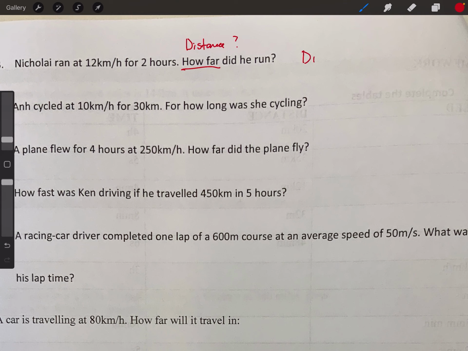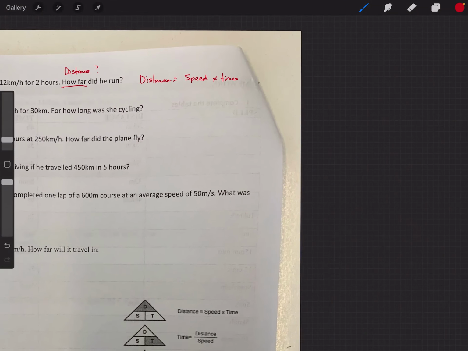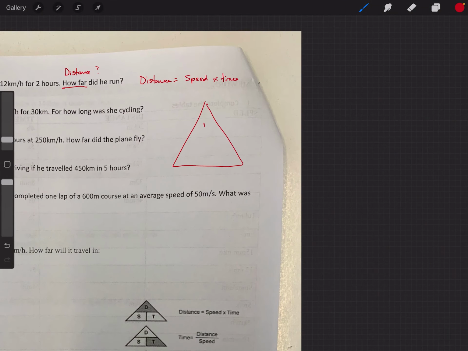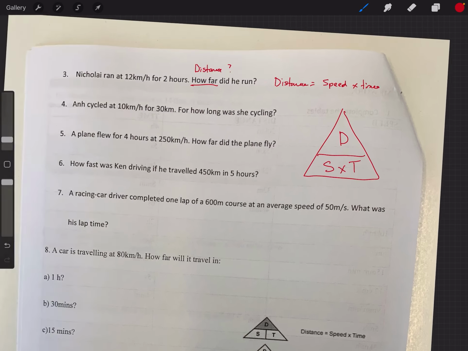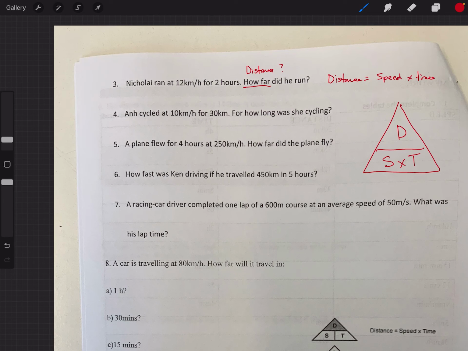So remember, distance is equal to speed times time. I'll draw the triangle so it might help. Okay, so distance, that means we've got to do this times this. So 2 times 12 gives me 24. And because it's distance, it'll be in kilometers.